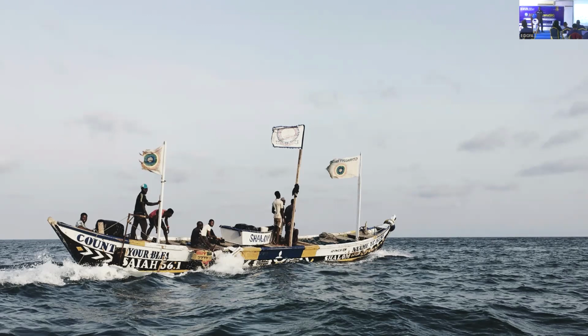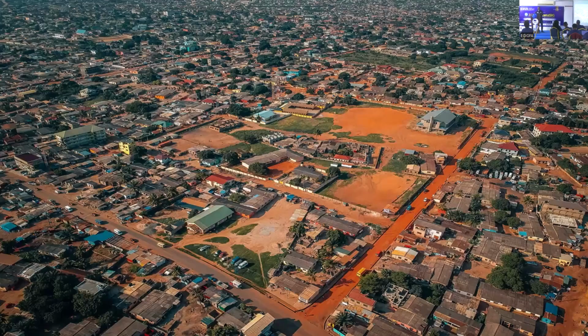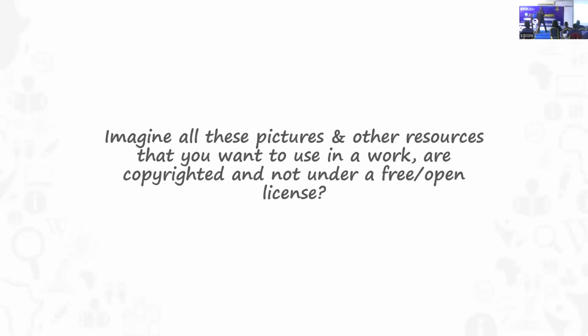So look at this image. That was Ghana before. Now Ghana is a bit better than this. So imagine all these pictures and other resources you want to use in your work are copyrighted and not under a free/open license. Why will I put together this presentation? Because what it means is that the image that I'm using, if after this presentation I take any money from it, I'm making money out of it. So the owner of the image can sue me. I hope you get it.